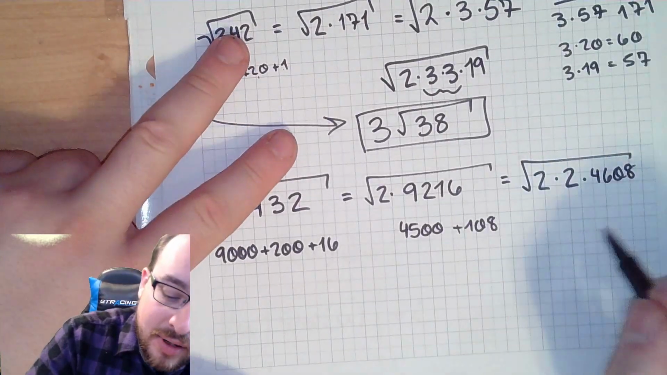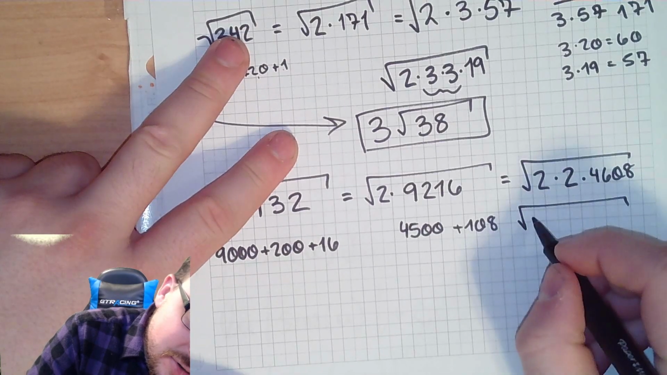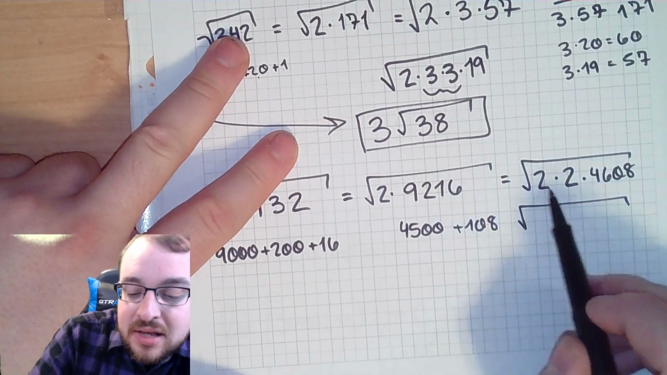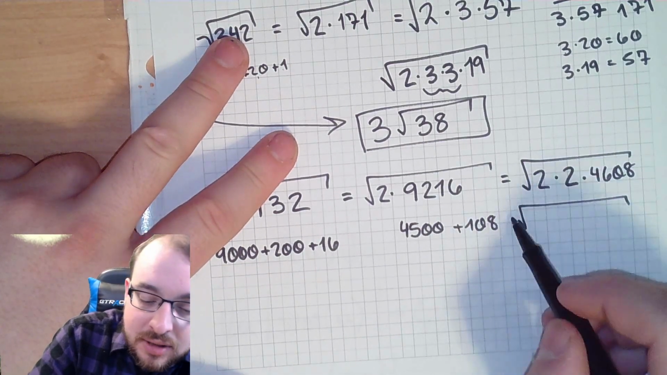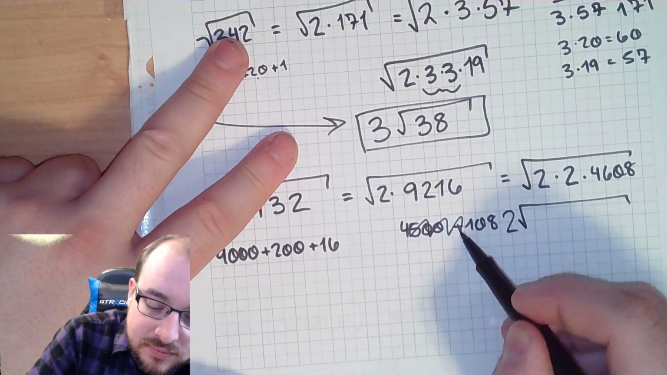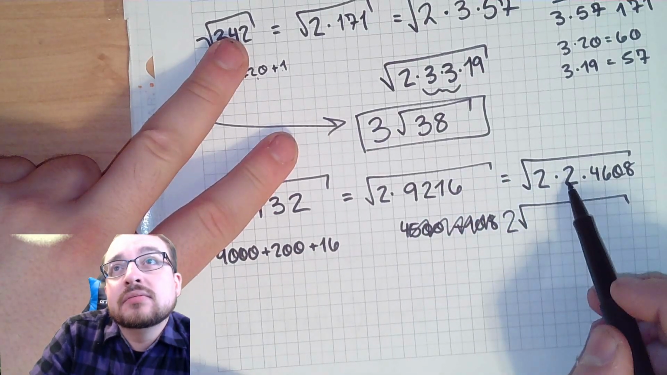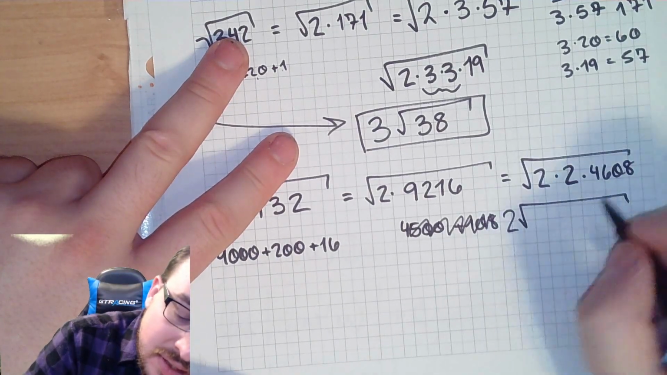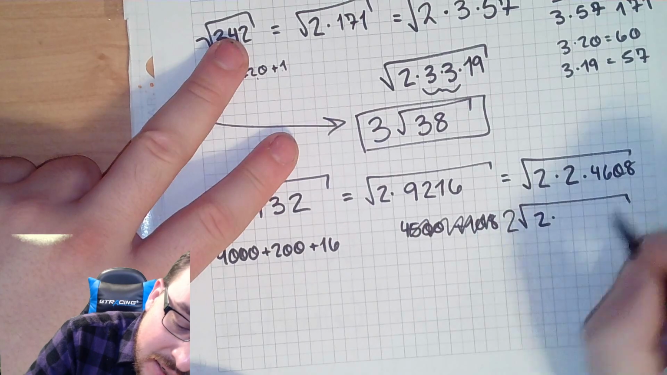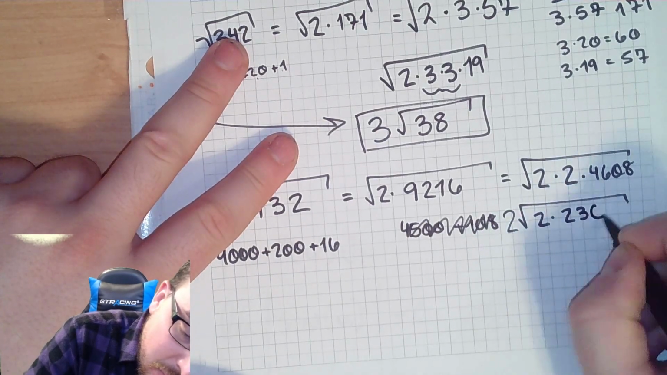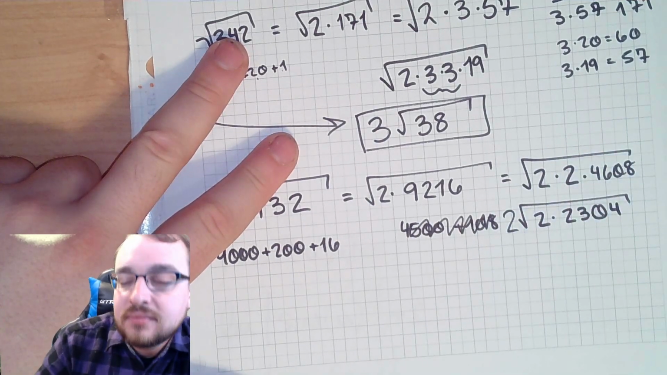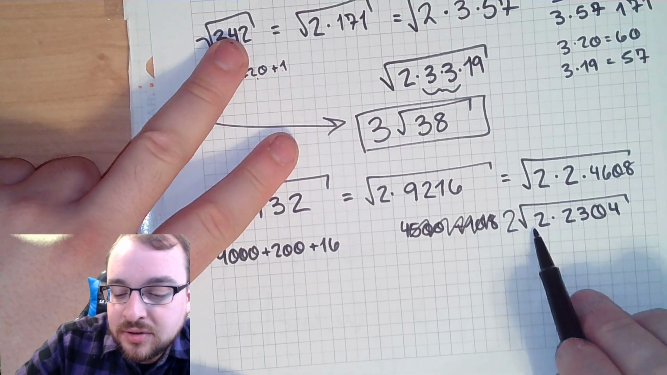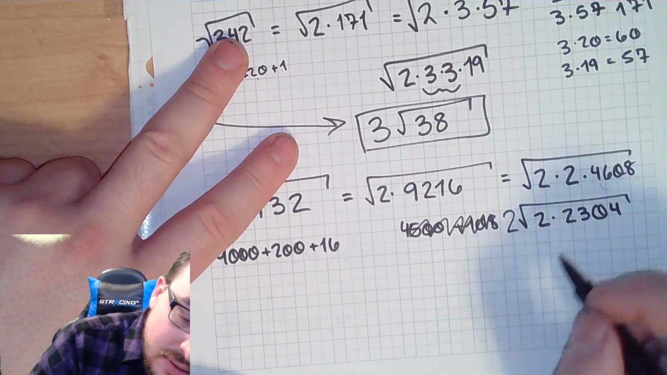I can keep going, right? I can take out more 2s. So I'm going to write, well, first off, actually, this 2 squared, when I root it, just becomes 2. Right? 2 squared, which is 4. 4 rooted becomes 2. So I can write this as 2 times 2,304. That one wasn't so bad. Right, double 2,000, double 300, double 4, we get this.